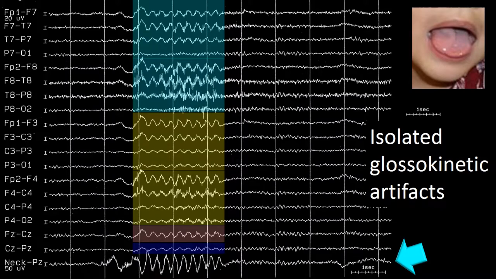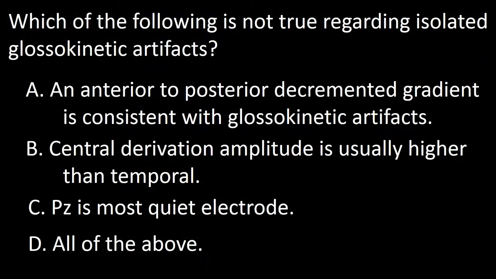But it is greatly enhanced by placing an electrode under the chin. Here, the electrode is labeled neck, and it is referred to PC, which usually is the quietest electrode. The increase in artifact when the electrode is in the neck indicates that the source is likely to be the tongue. So the answer to this question is B.